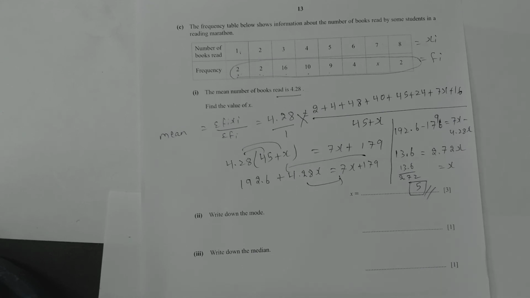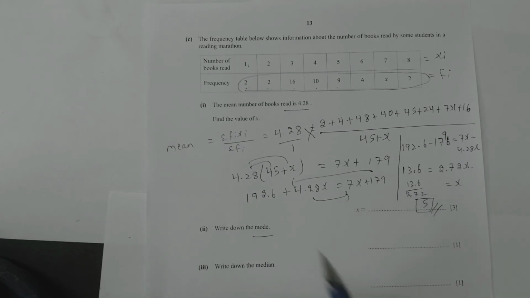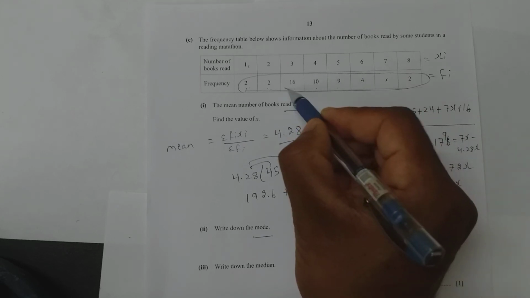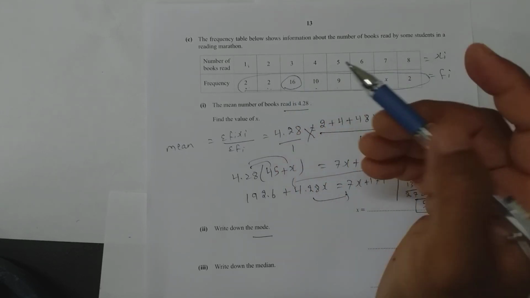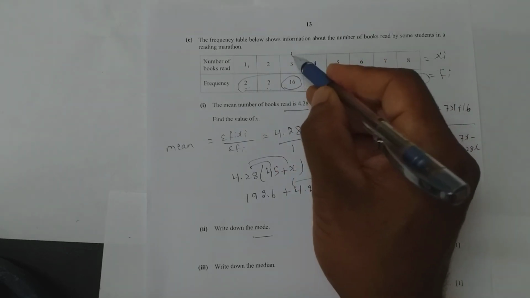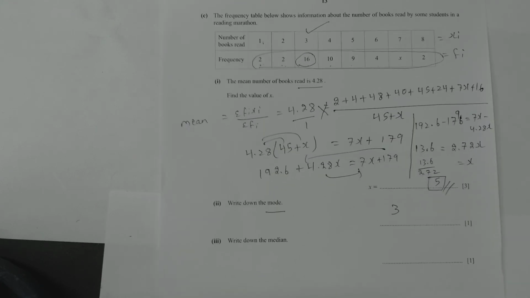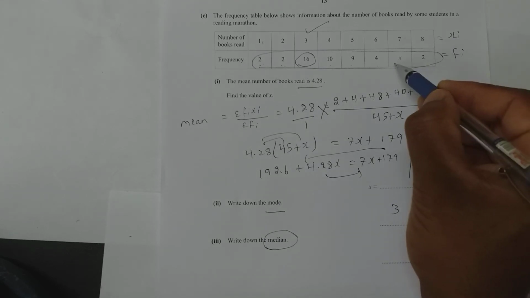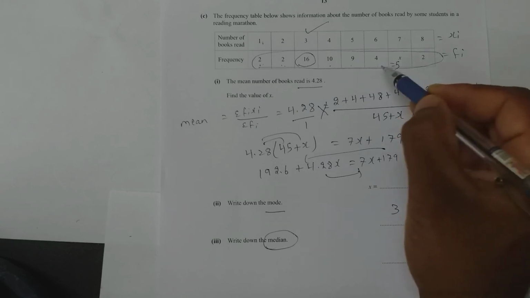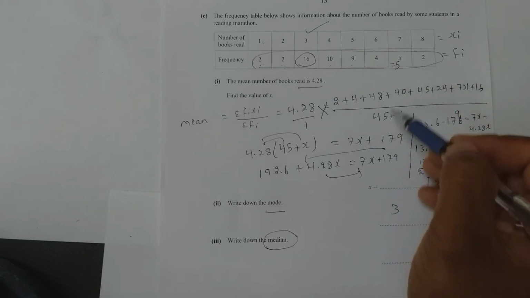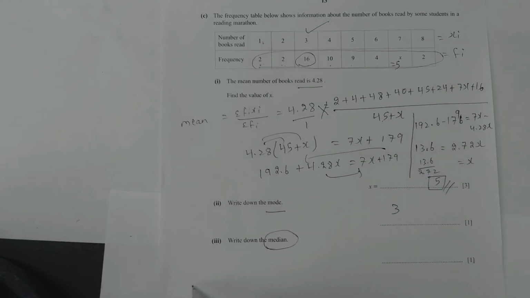Did you understand? Okay, next write down the mode. Mode means which has got the highest frequency. 16 is the highest frequency. So which number has appeared 16 times? 3. So that is your mode. Next, median. Median is the middle value. Now when x is 5, I replace it by 5. So earlier all of them were 45, plus 5 means 50.